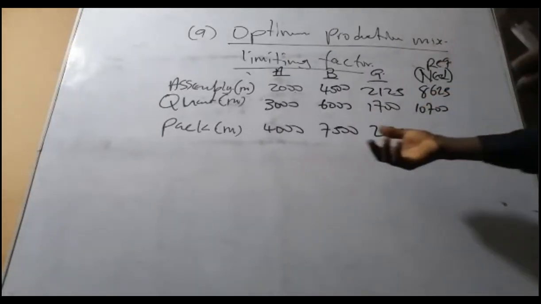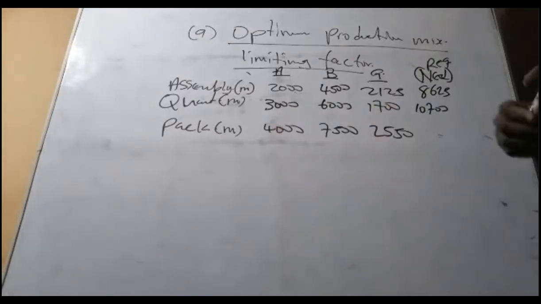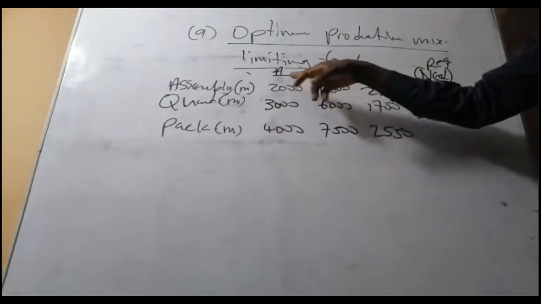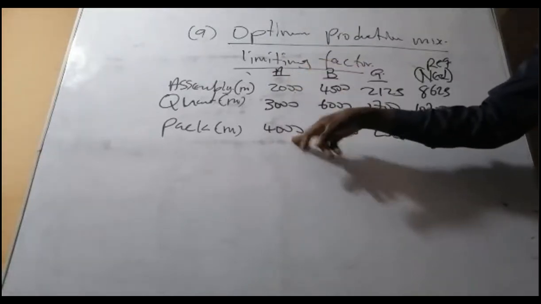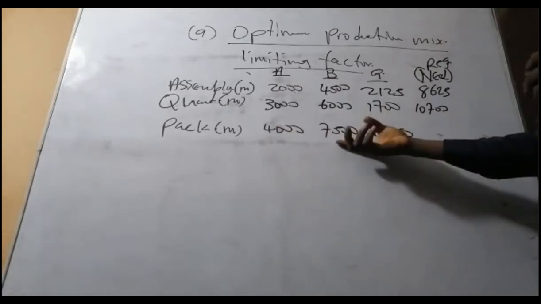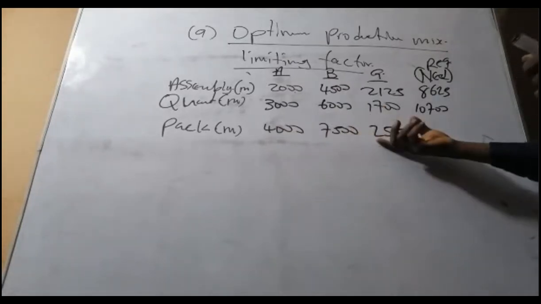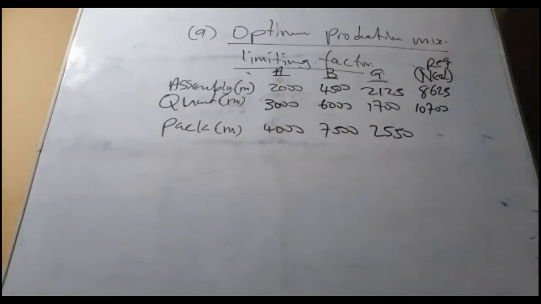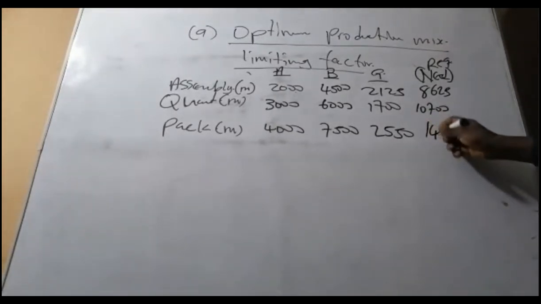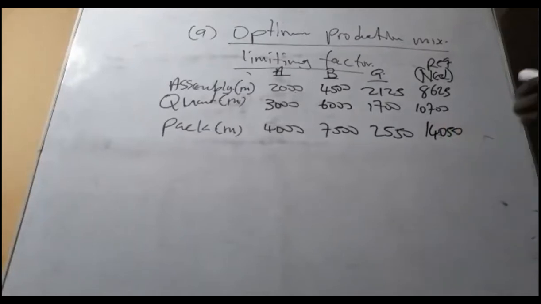Then finally you come to packaging. With the packaging, alpha is 4000, so 4000 plus 7500, that's 11500, plus 2550. So that will give us 14050. Great. This is the requirement.